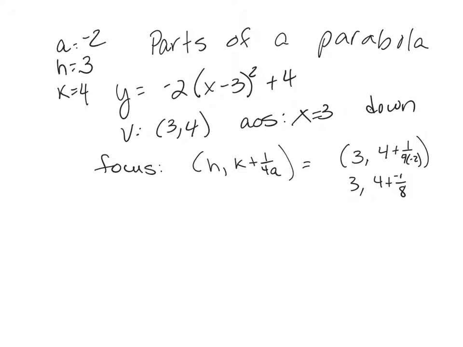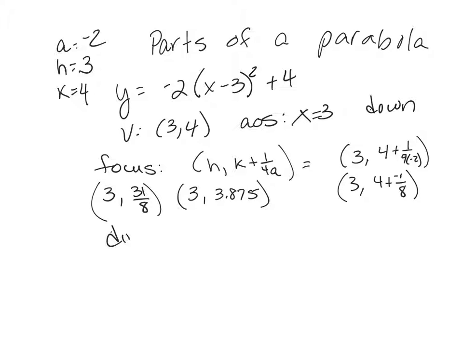So what is 4 plus negative 1/8? And you change it to a fraction. So your focus is at 3 and 31 over 8, which is what as a decimal? 3.875. Okay, so we're going to write it as a decimal and a fraction because that's going to come in handy later, okay?